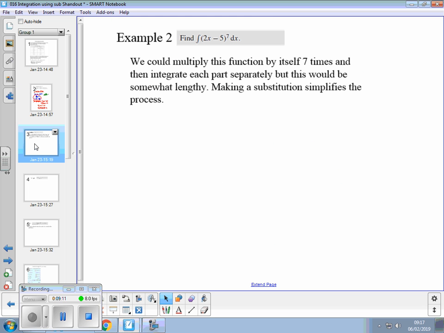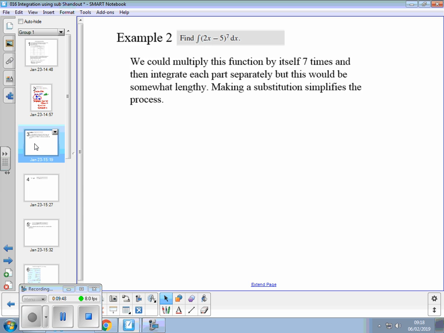So, look at example 2. If we look at that one, we've got 2x minus 5 in brackets, and the whole bracketed term is raised to the power 7. Now, if that was raised to the power 2, you could just multiply out the brackets and integrate separately in the normal way. But when that's to the power 7, you're going to multiply out 7 sets of brackets. You're going to end up with a really complex function. It's going to take a long while to integrate properly. So in this case, we could use substitution.